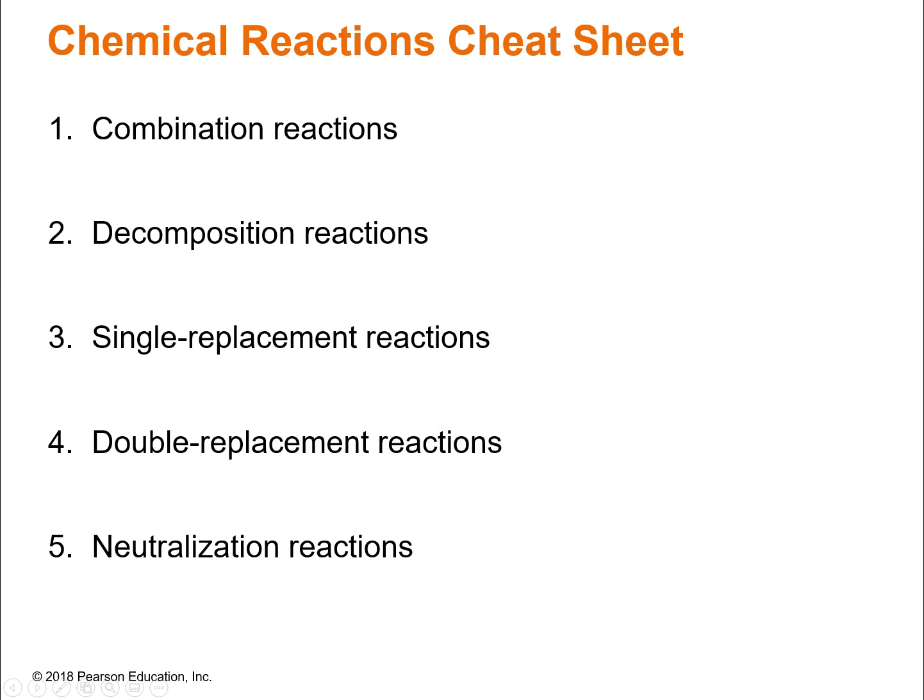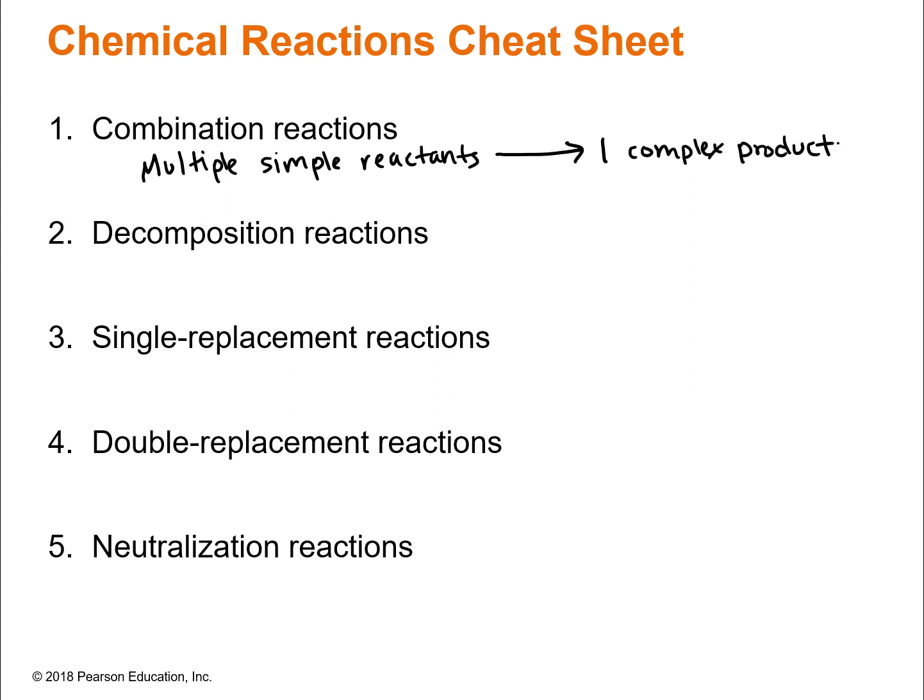Combination reactions. We said that we've got multiple simple reactants, and we make one complex product. Decomposition reaction is the reverse of a combination. So if you can remember the combination, you're combining things. Decomposition, you're taking that complex thing and breaking it down.